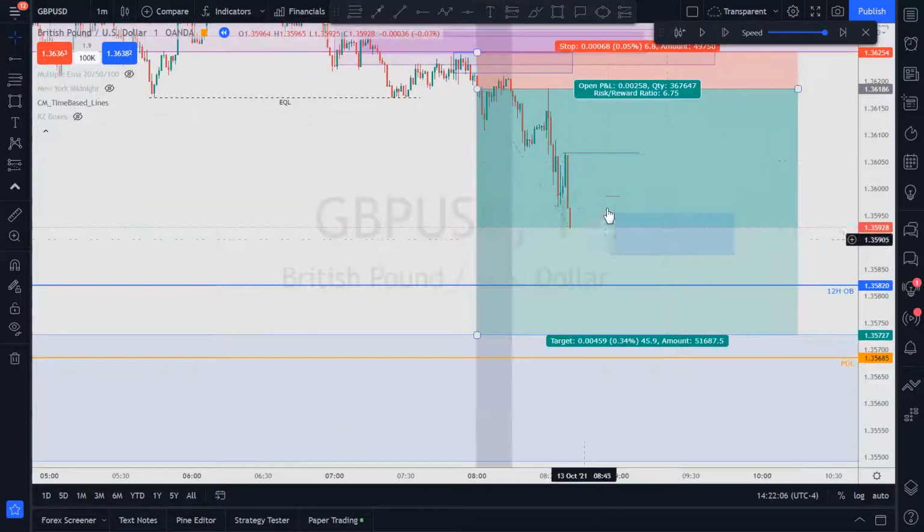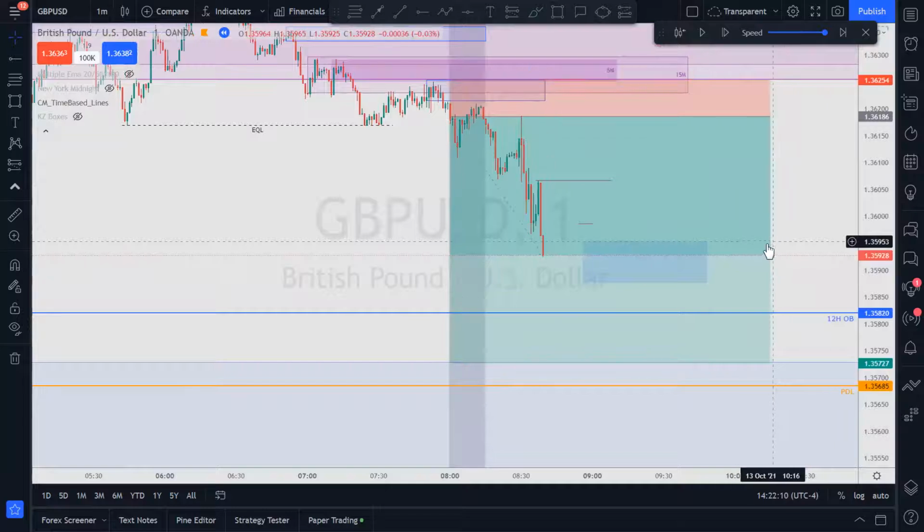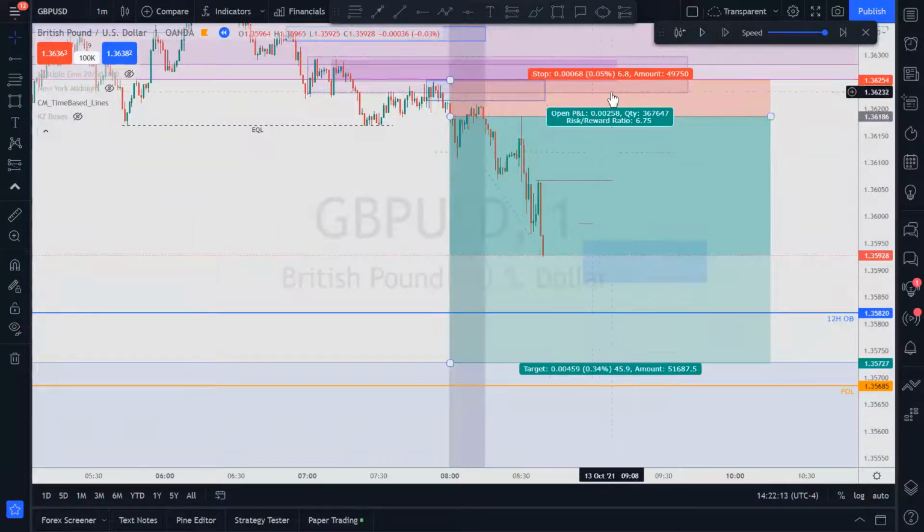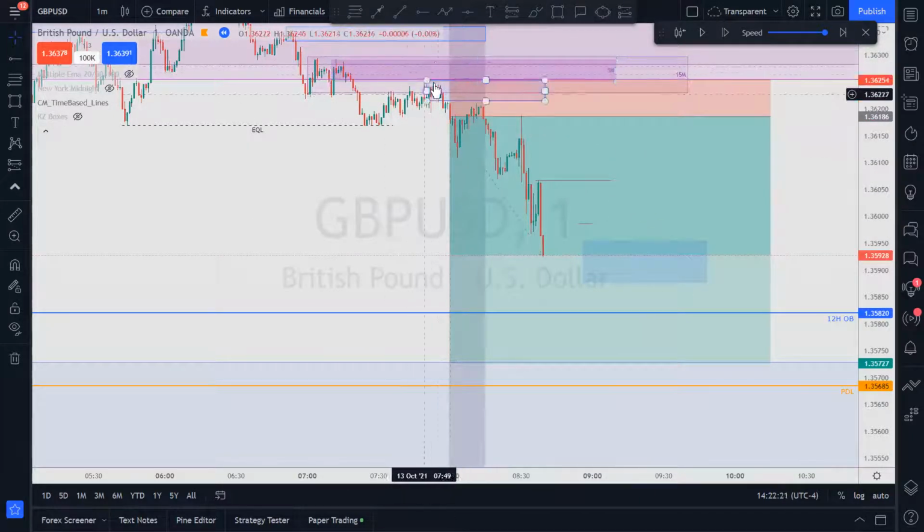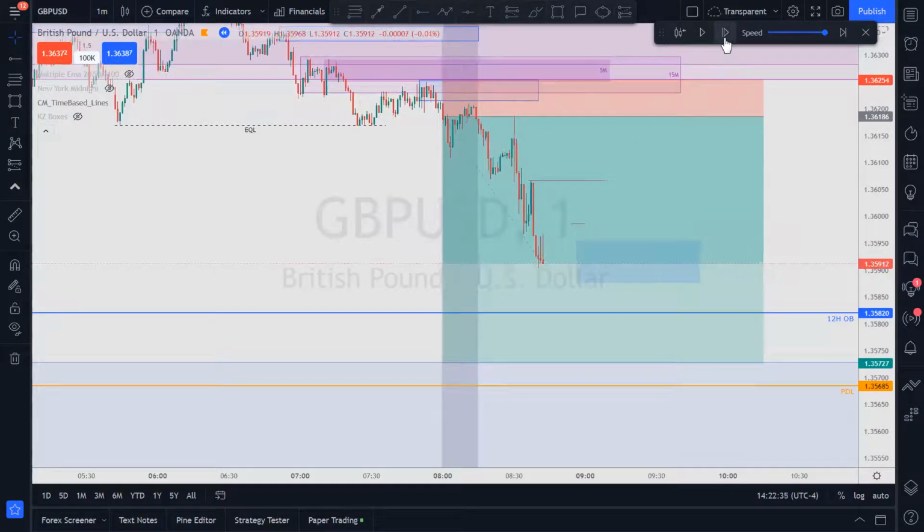I'm not going to let it go all the way back to my entry for the most part. Sometimes it's worth it, because price, especially on the lower time frames, will go back to your initial entry, but not violate that order block and then come back down. That's what you'll see a lot on the lower time frames. But in this case, I just took what I had to take. I took it early, and price started to show a little hesitancy here.